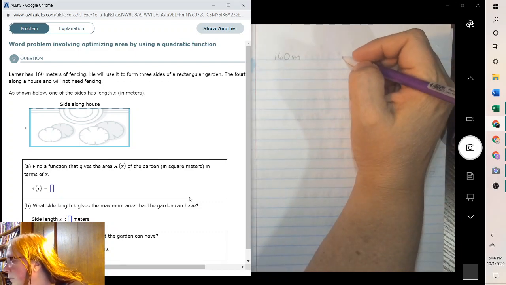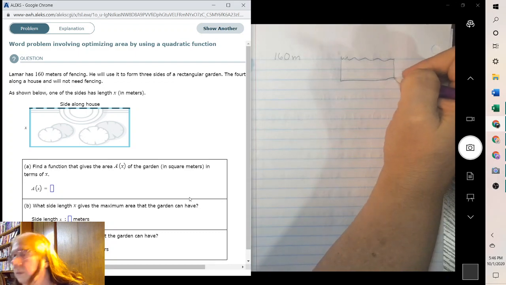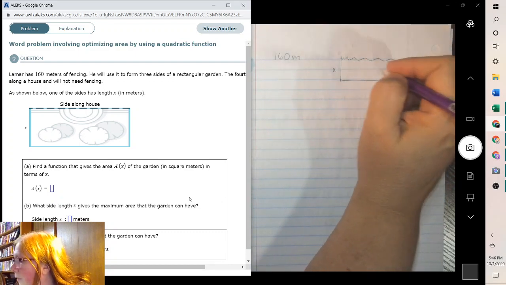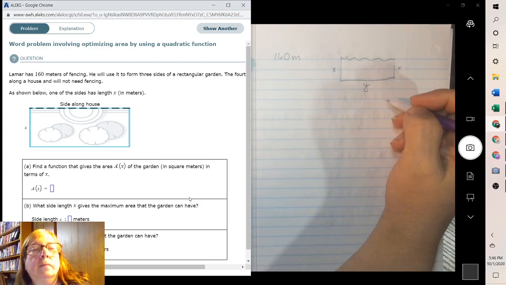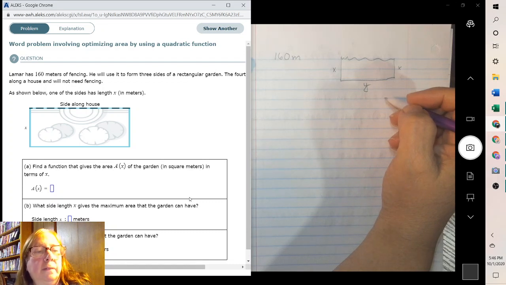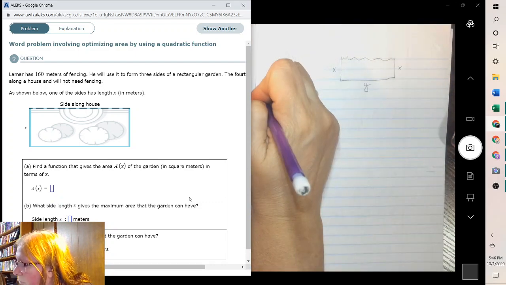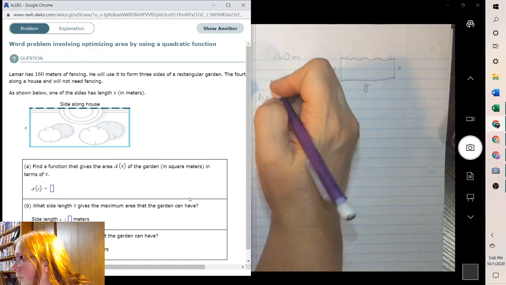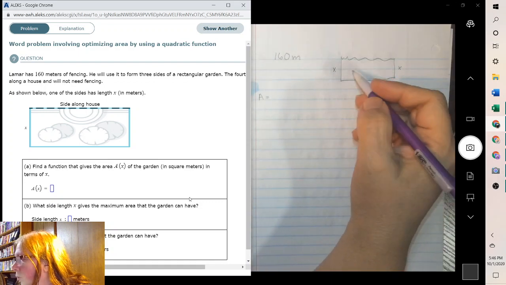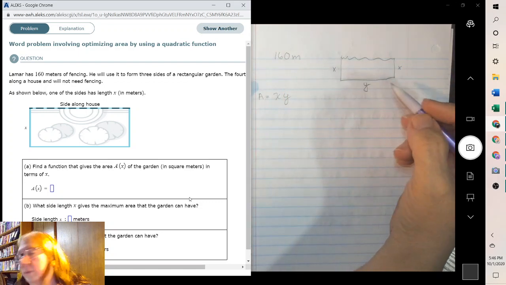So he has a house here. And they said that this was x. So we'll give this other variable a y. Find a function that gives the area a of x of the garden in square meters. And they only want it in terms of x. We know, the way I've drawn it, that area is length times width, or in this case, x times y.